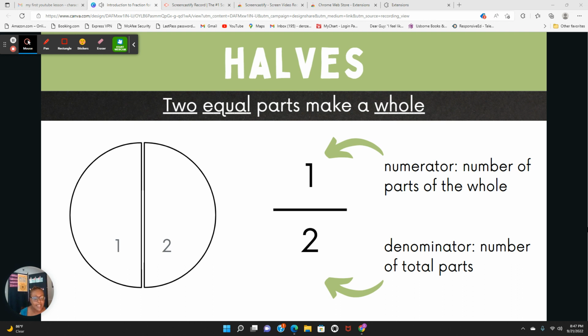The part that I am eating or sharing, that's my numerator. That's the number of parts of the whole. And the total parts that I cut it into, that is going to be my denominator. If I put them together, that's going to make my whole. If I put both of those parts together, that's going to make my whole.